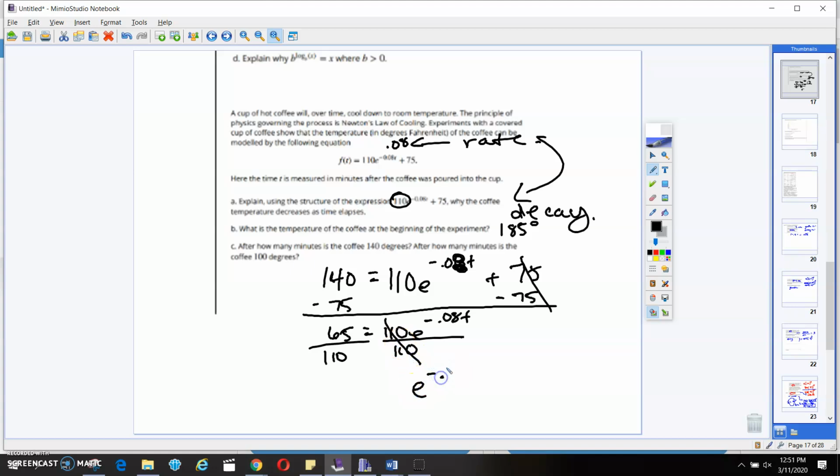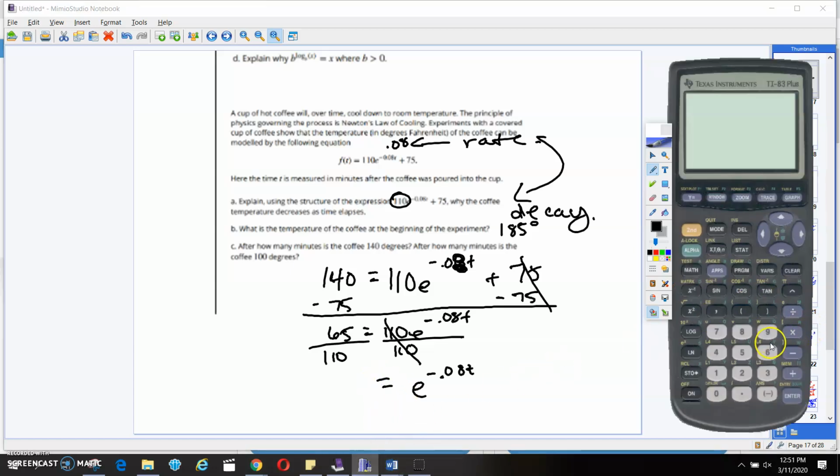So e to the negative 0.08t equals 65 divided by 110, which I'm going to put in my calculator because your girl doesn't know what that is. It's 0.59.